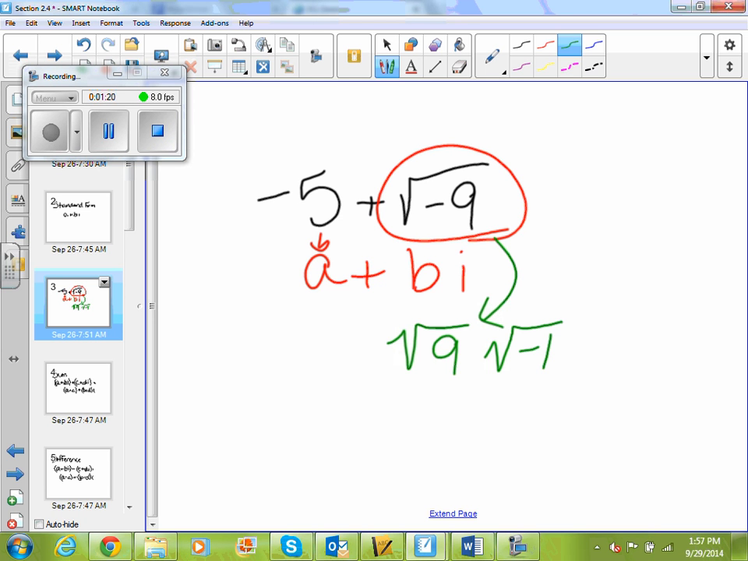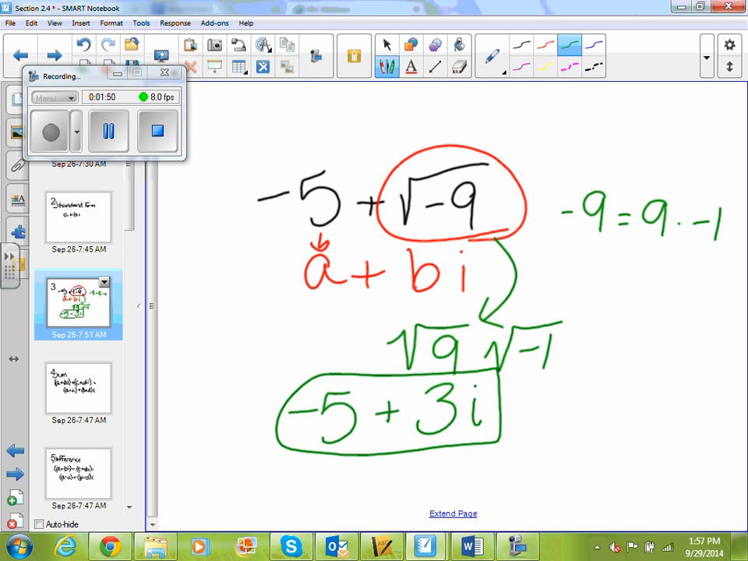Okay, I can break that into two different square roots because -9 is equal to 9 times -1. So then if I simplify that further, the square root of 9 is 3, and the square root of -1 is the number i. Okay, and then if we bring down our a, we get -5 + 3i. So a + bi turns into -5 + 3i.